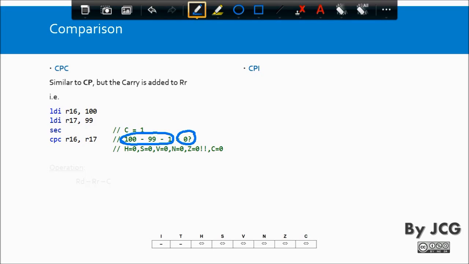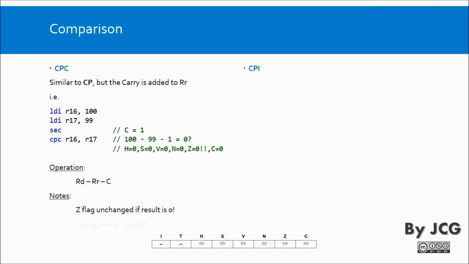However, take a very close look. The zero flag is going to be 0. Even if the result is 0, remember, if the result is 0, we say that the zero flag turns on. Here, the zero flag is going to remain unchanged if the result is 0. It doesn't say the zero flag is going to be 0 if the result is 0. It doesn't say the zero flag is going to be 1 if the result is 0. It says whatever the value of the zero flag was before this operation, if the result is 0, the zero flag is going to remain unchanged. And this instruction can access all 32 general purpose registers.